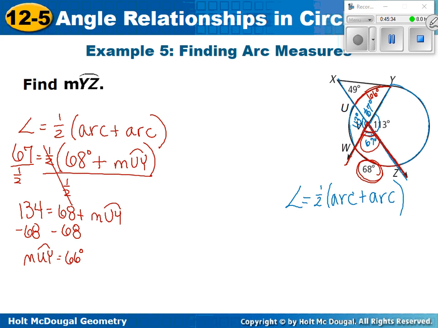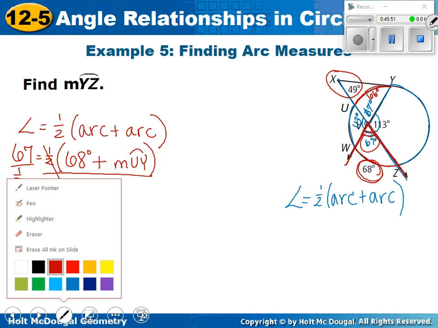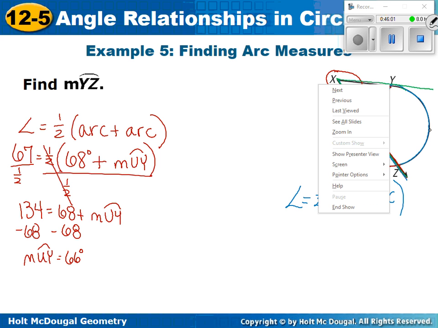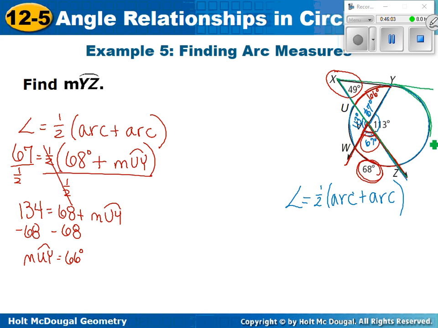So now look at what we know. This angle X is where? Inside, outside, or at the center? Outside. So if we look at that angle, I'm going to use a different color. See if you see it now. This angle creates arc what? YZ, which is what we're looking for also, right?